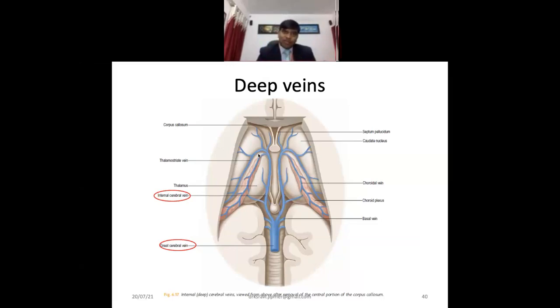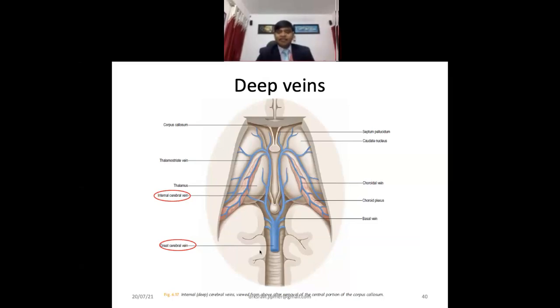Now, what will happen? These two veins run posteriorly and join under the splenium of the corpus callosum to form the great cerebral vein. Over here, you can appreciate this is the great cerebral vein of Galen, which ultimately drains into the straight sinus. When you talk about the length of this great cerebral vein, it will be approximately 2 centimeters in length, and it will have tributaries: the veins of the colliculi, the basal veins, and the veins of the cerebellum. These will be coming and opening into the great cerebral vein, and finally this great cerebral vein will be forming the nearby sinus.